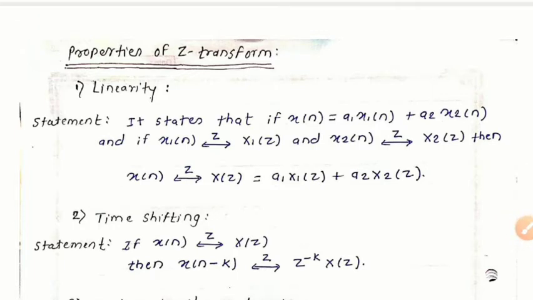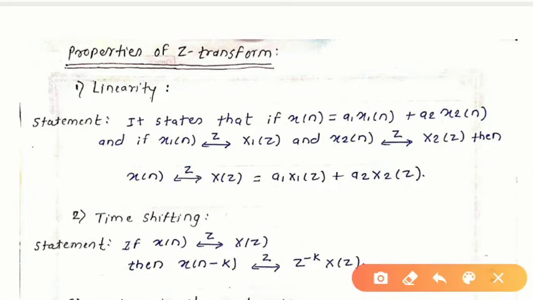It states that if x of n is equal to a1 x1 of n plus a2 x2 of n, and if x1 of z is the Z transform of x1 of n and x2 of z is the Z transform of x2 of n, then x of z, the Z transform of x of n, is given by a1 into x1 of z plus a2 into x2 of z. Okay, so this is a very simple property, which is the first property of the Z transform.